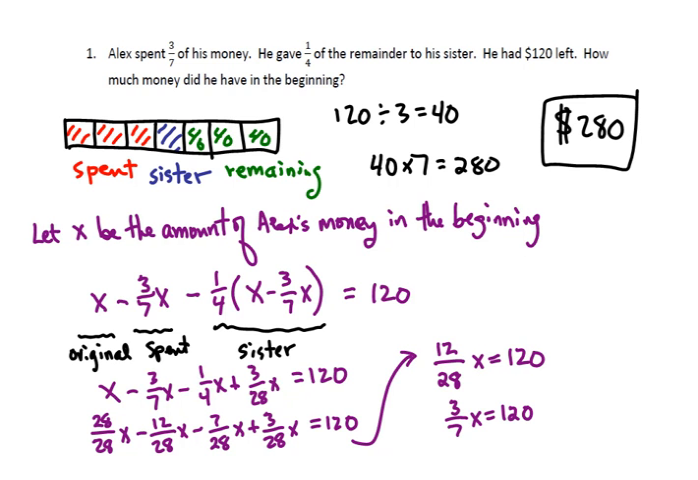If I multiply both sides now by 7/3, I'll end up with x is equal to 7/3 of 120. 120 divided by 3 is 40, so 7 times 40 is 280. So that was a lot more work.